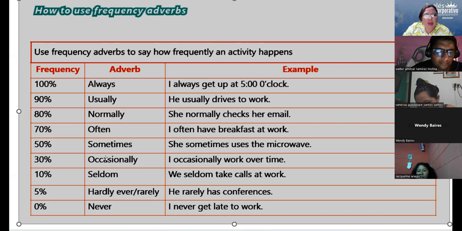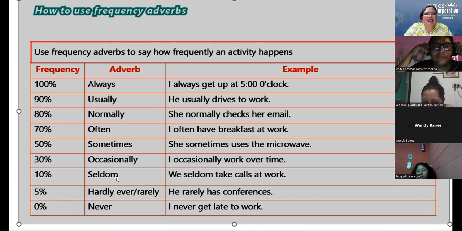Ok. Vamos con occasionally, ¿verdad? Occasionally es ocasionalmente, así. Solo si la ocasión es digna de realizar esa actividad, se realiza. Occasionally, when it's necessary, right? The 30% of the times.